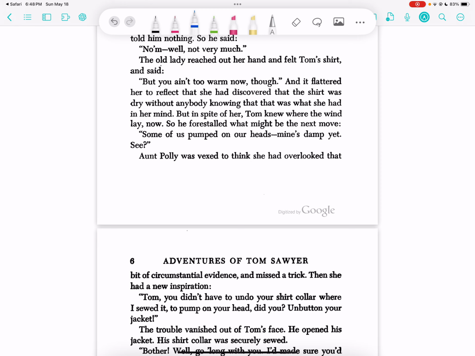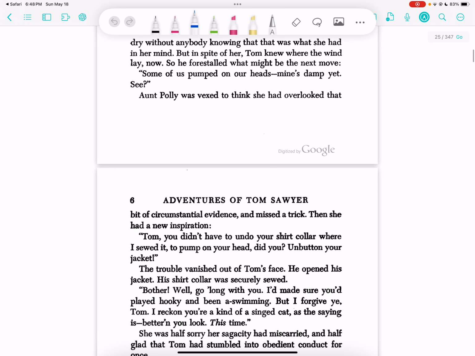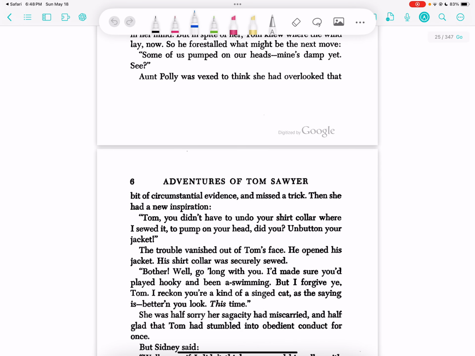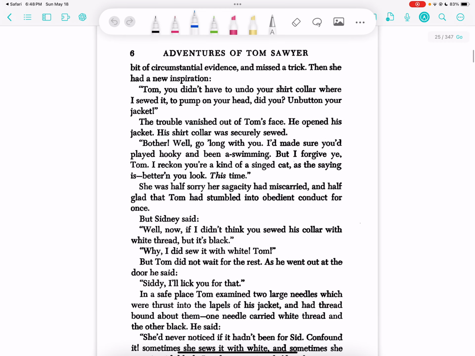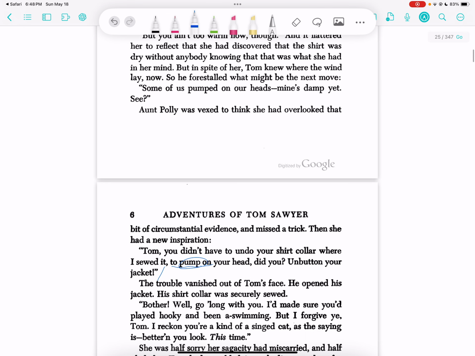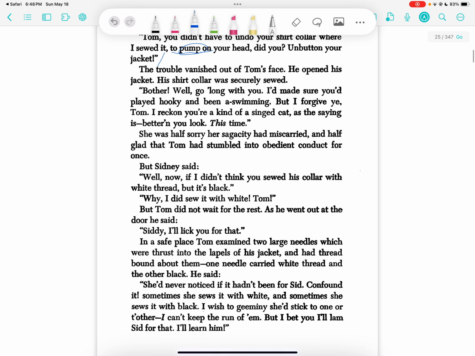But in spite of her, Tom knew where the wind lay now. So he forestalled what might be the next move. "Some of us pumped on our heads. Mine's damp yet, see?" Aunt Polly was vexed to think she had overlooked that bit of circumstantial evidence and missed a trick. Then she had a new inspiration. "Tom, you didn't have to undo your shirt collar where I sewed it, to pump on your head, did you? Unbutton your jacket." And so Tom's trying to defend himself and not reveal anything about what he did. This pump, I believe, is a game that they're playing, possibly spraying water on each other. And the aunt is obviously trying to figure out what the boy has been up to, but she's kind of obvious, right?